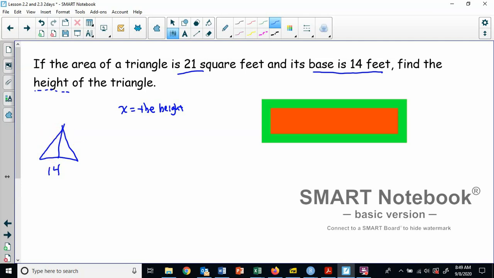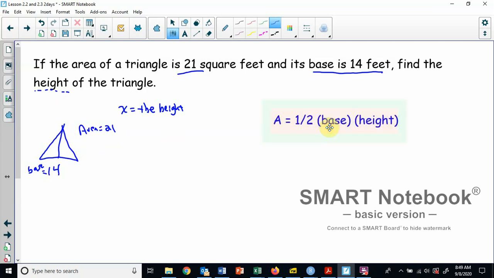And the total area is 21. Do we know the formula to relate area and base? Let me show you over here. Once again, it's another one you need to know. Remember, the area is 1/2 times base times height. So let's plug in the pieces we know.